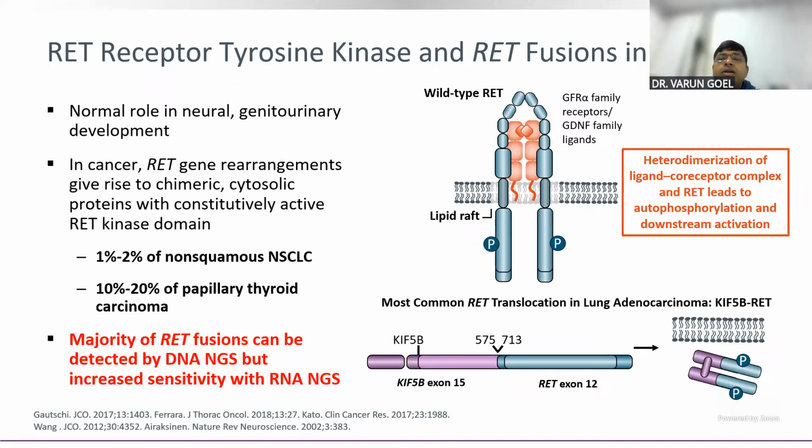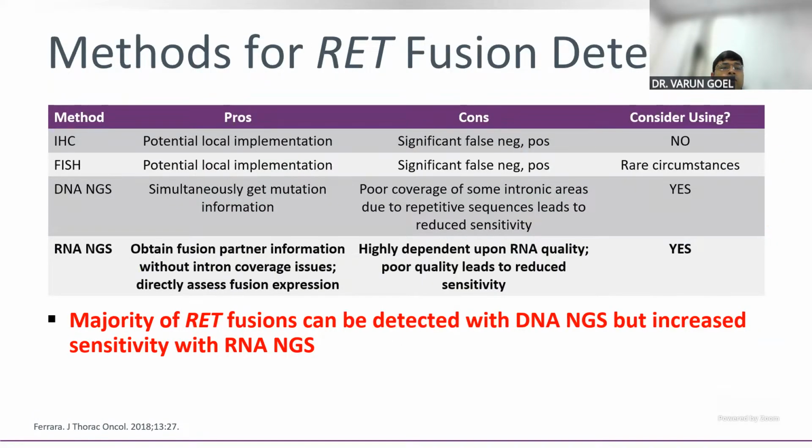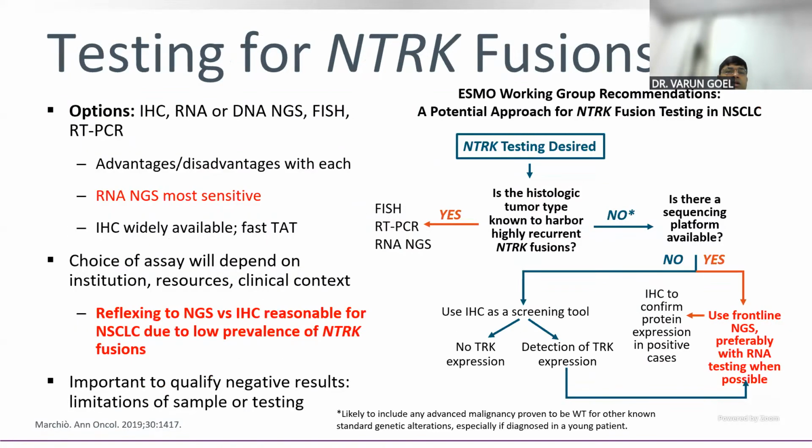RET is a receptor tyrosine kinase, and RET fusion occurs in NSCLC; it has a normal role in neuronal and genitourinary development. In cancer patients, RET gene rearrangement gives rise to chimeric cytosolic proteins with a constitutively active RET kinase domain. The majority of RET fusions can be detected by DNA NGS, but with increased sensitivity with RNA NGS. For RET fusion detection, IHC has potential for local implementation, but significant false negative results occur. Similarly for FISH, so because of that, IHC and FISH are not recommended. DNA NGS and RNA NGS should be done.